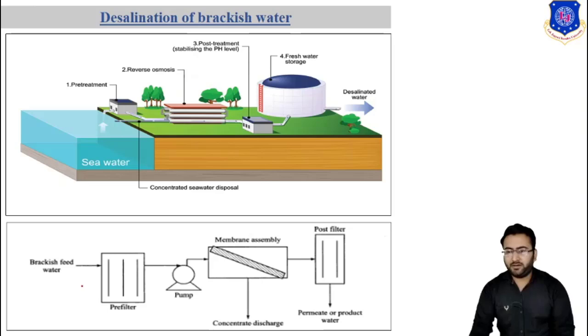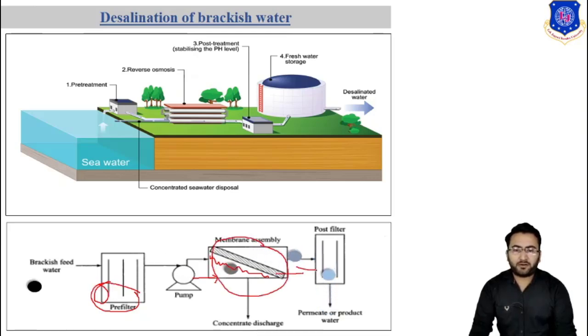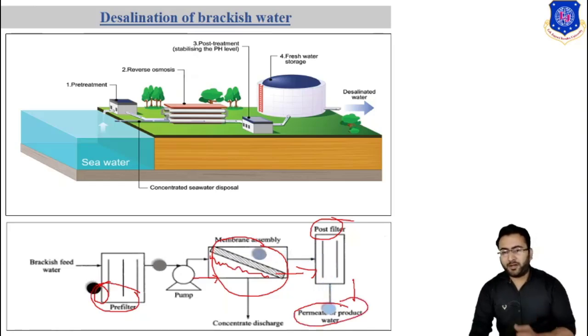It is necessary to pre-filter the brackish water, because if we do not purify it, we will get accumulation of solute on the membrane surface, which results in concentration polarization and fouling. So it is required to first pre-filter the brackish water, then the water passes to the reverse osmosis membrane assembly, and again it passes through a post filter to stabilize the pH of the water, and we get pure water as the product in the permeate. So this is all about the desalination of brackish water.